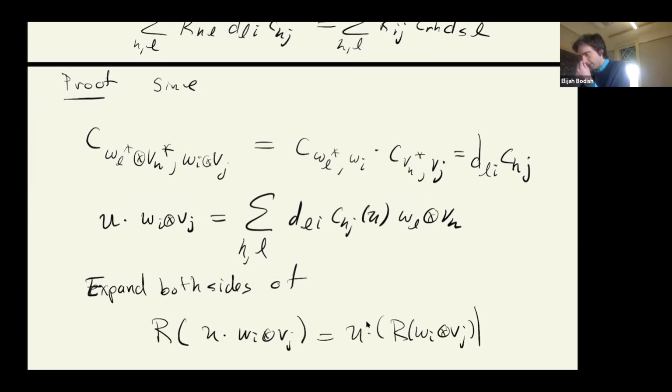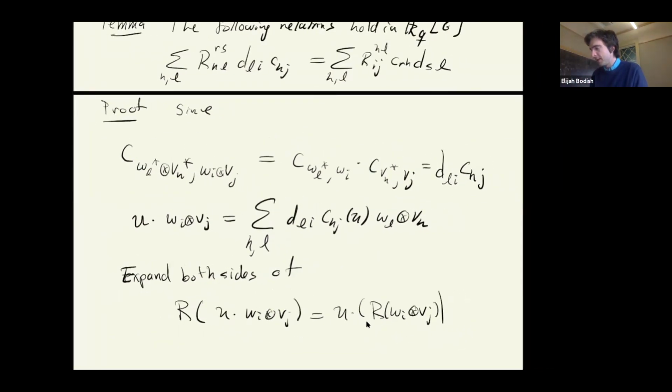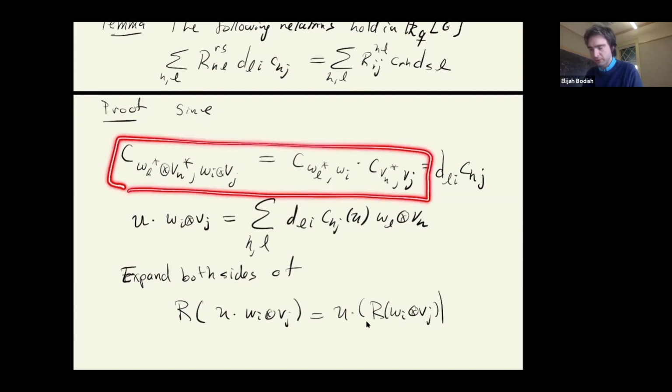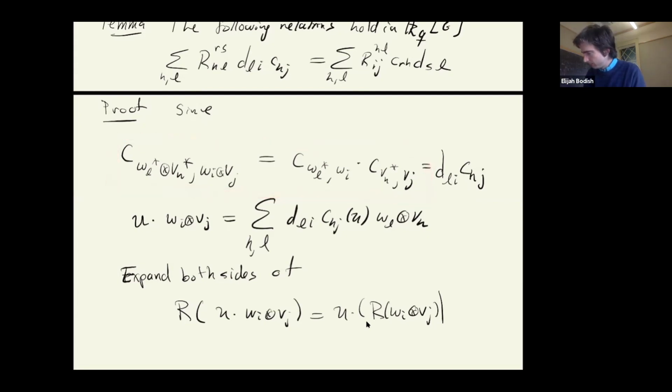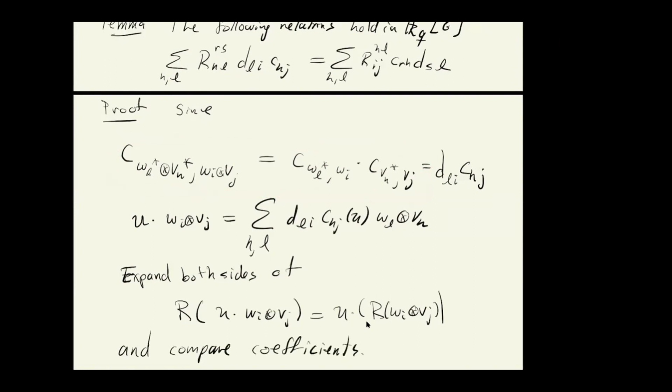So these relations that are satisfied above, between my matrix coefficients that I'm reading off of the entries of my R matrix, they come from the fact that the R matrix commutes with the action of u, and this relation for tensor products of representations in terms of matrix coefficients. So if we just expand both sides of this equation and compare coefficients, we'll get the relations.